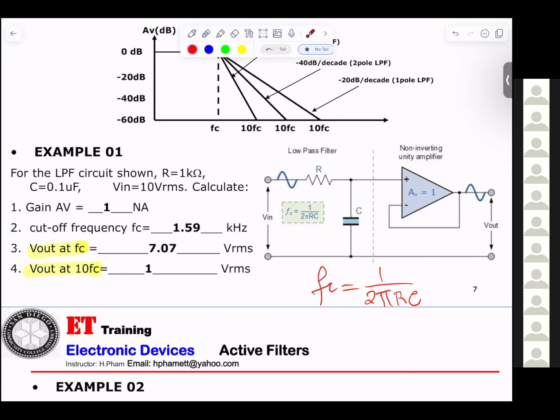Mr. Pham, all they do is just multiply 2 times pi times R. R is 1K times C, which is 0.1 microfarad, and then take the reciprocal and you'll get the 1.59.